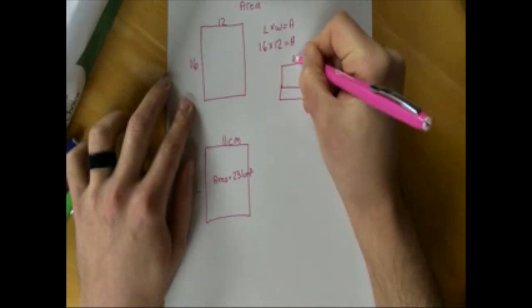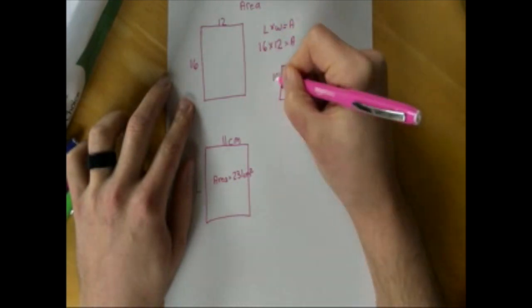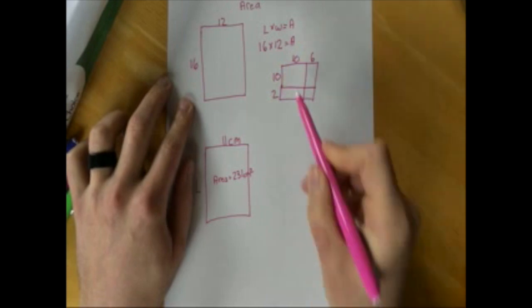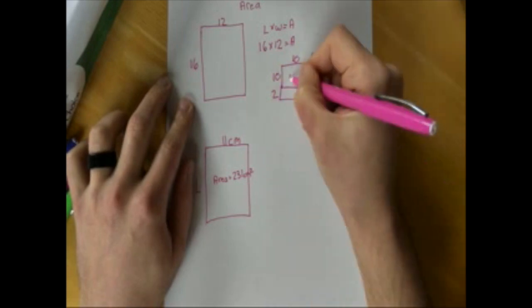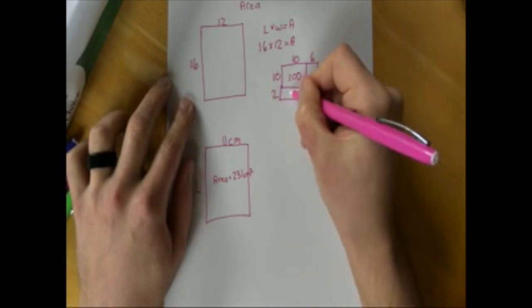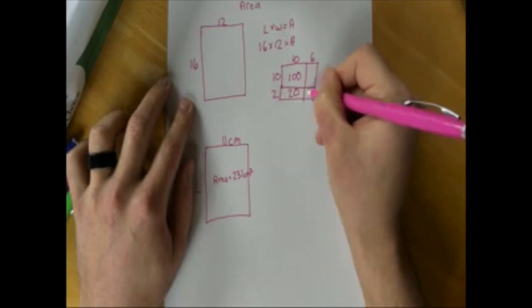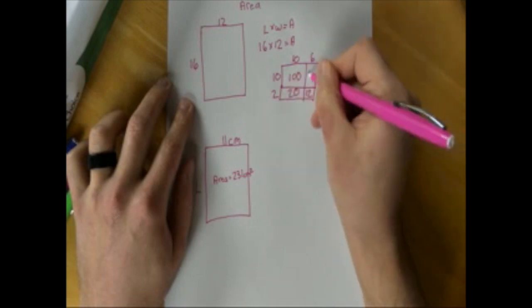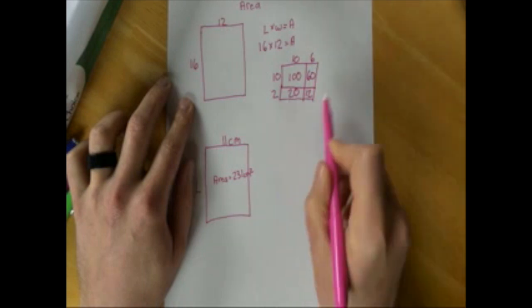I'm going to break up my 16 into 10 and 6. I'm going to break up my 12 into 10 and 2. I'll multiply 10 times 10 to get 100, 2 times 10 to get 20, 2 times 6 to get 12, 10 times 6 to get 60.